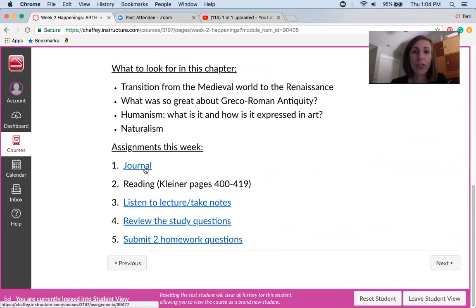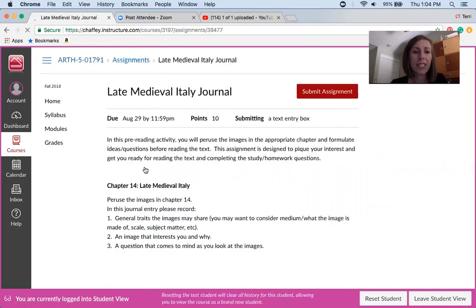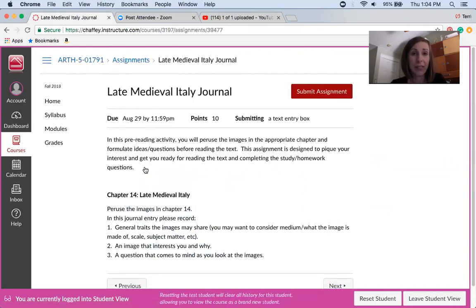The first thing is the journal. Remember that's due on the Wednesday of a particular week. The journal is a pre-reading activity, so you'll love this. You don't have to really do anything but look at the pictures in the chapter. You answer 3 questions, and you're ready to submit, you click here.